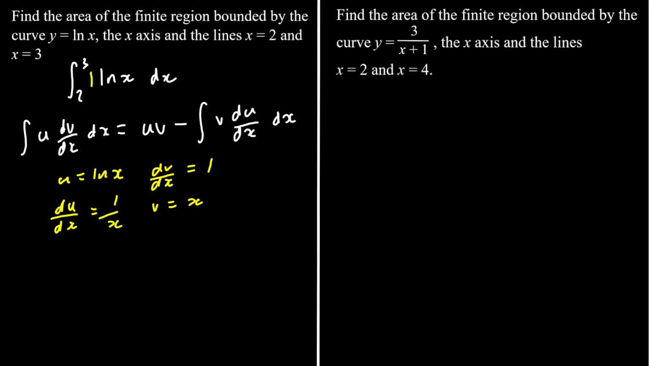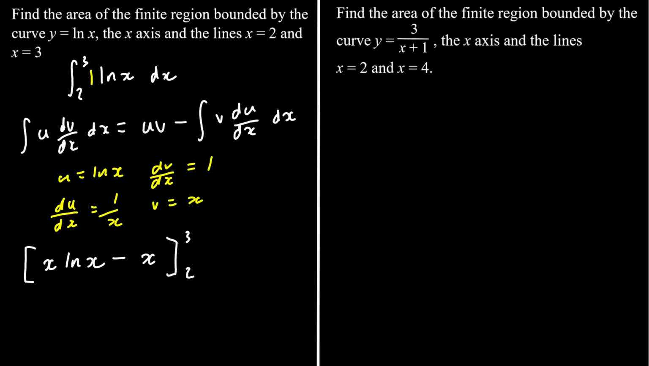So let's put it into our integration by parts. We want uv, which is x log x, minus the integral of v du/dx. v times du/dx is 1, so it's the integral of 1 with respect to x, which is just x. And I would add a constant, but we are going to substitute in 3 and 2 and take them away, so we don't need to worry about the plus c because it would just cancel out.